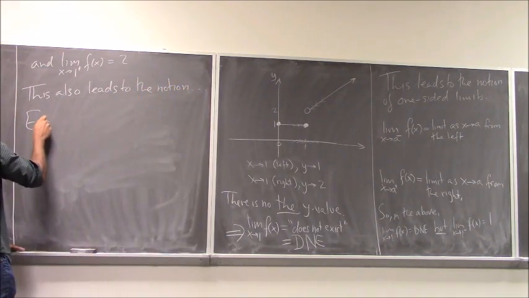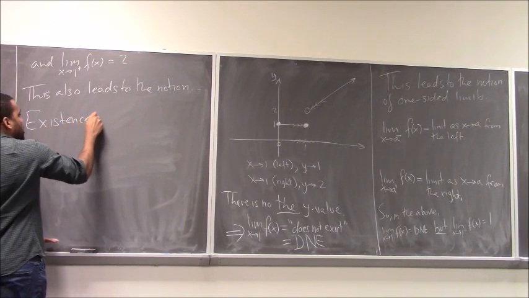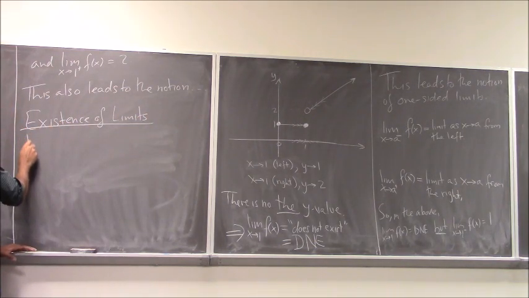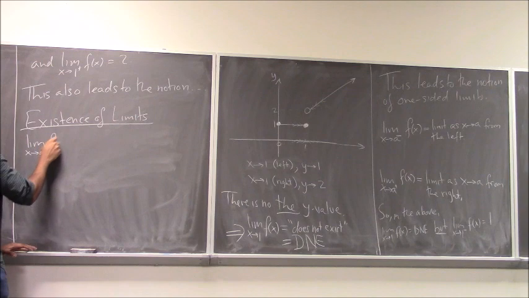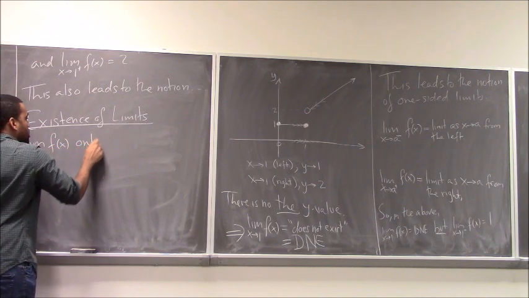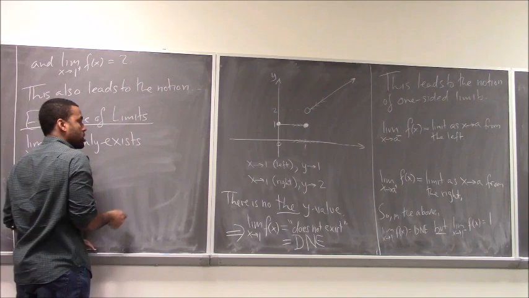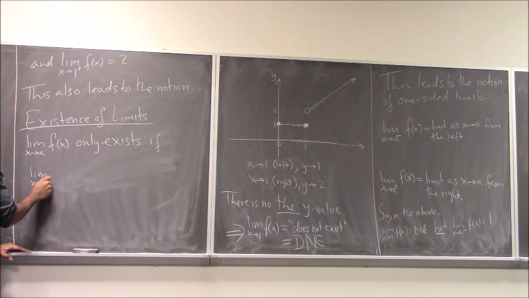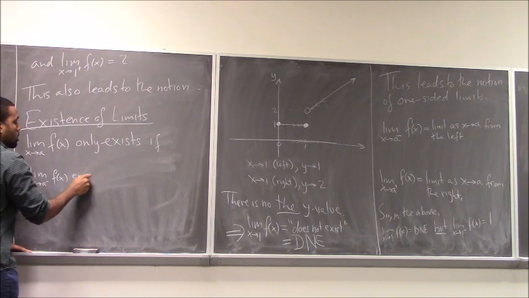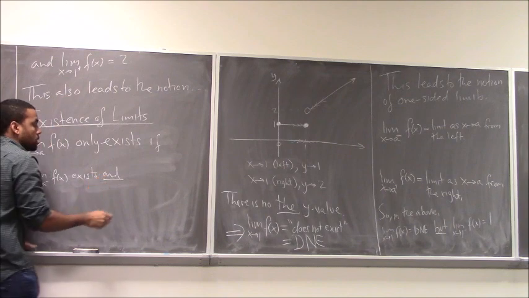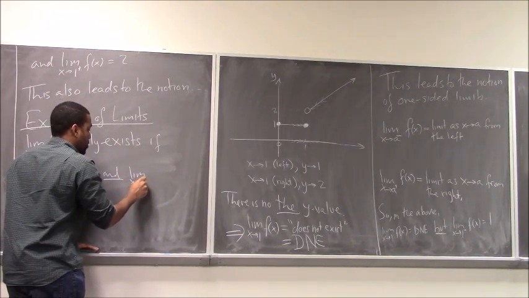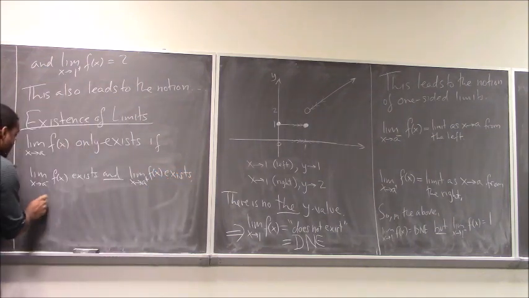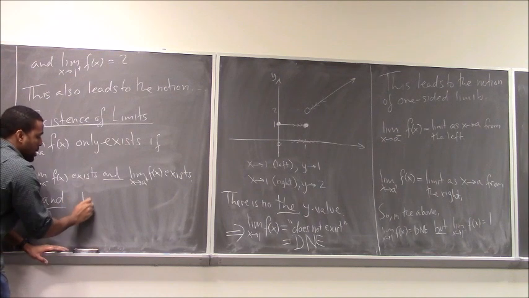This also leads to the notion of the existence of limits. The limit as x approaches a of f of x only exists, you can only find an answer, if the limit as x approaches a from the left of f of x exists, and the limit as x approaches a from the right of f of x exists, and they must be equal.